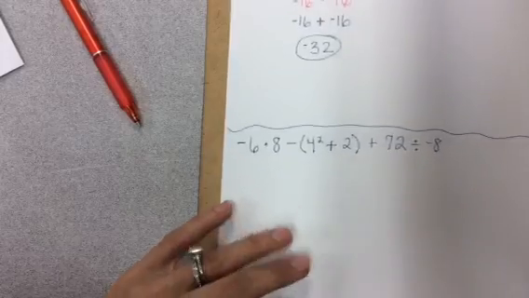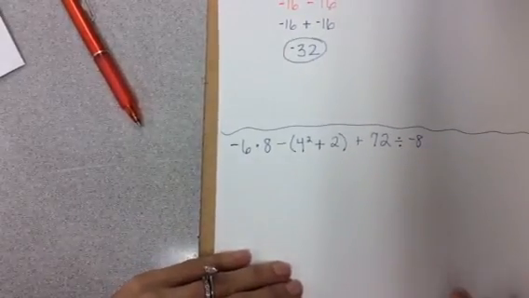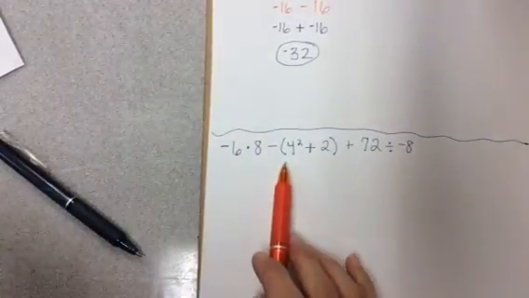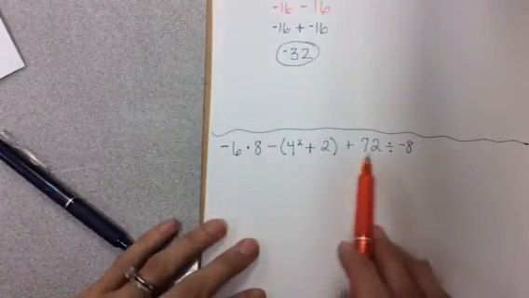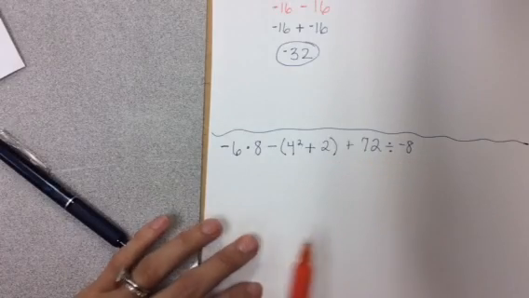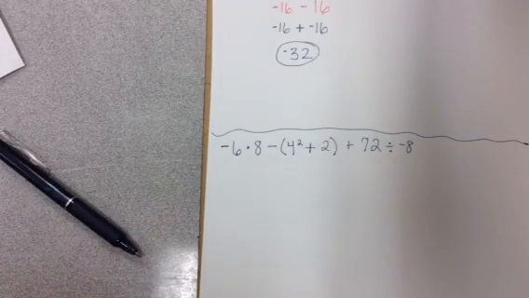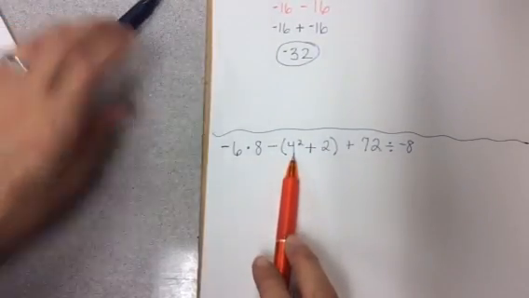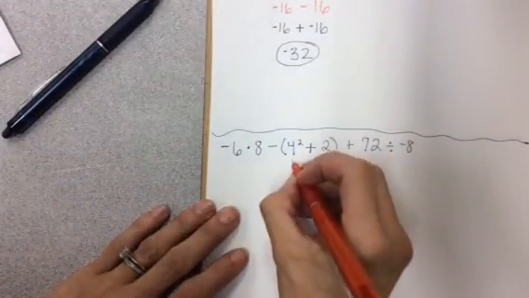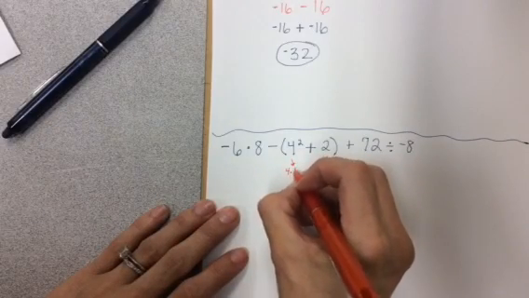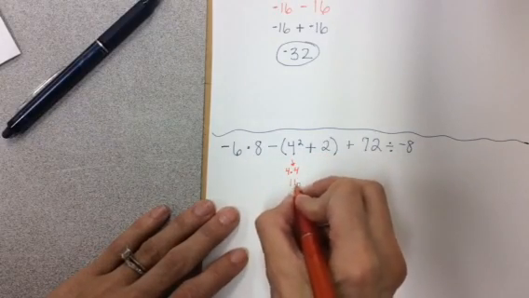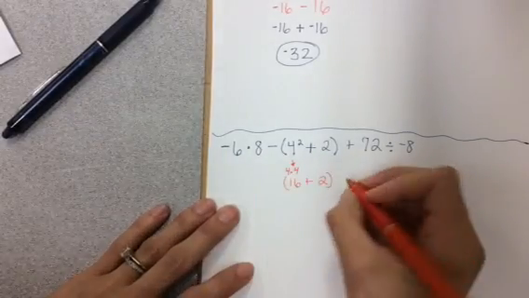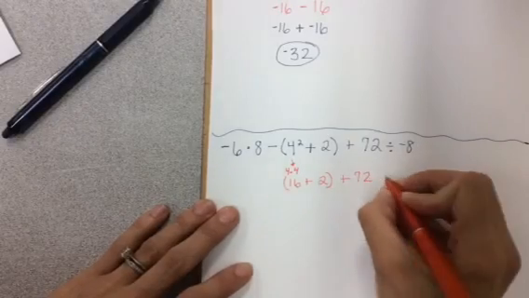Okay, my next example is a little longer. So I have -6 times 8 minus the quantity of 4 squared plus 2, plus 72 divided by 8. So for PEMDAS, I have parentheses, but within the parentheses, I have a squared. I have an exponent, so I need to do that first. And 4 squared is 4 times 4, which is equal to 16. Bring down my plus 2, keep my parentheses, and then bring down everything else with it.